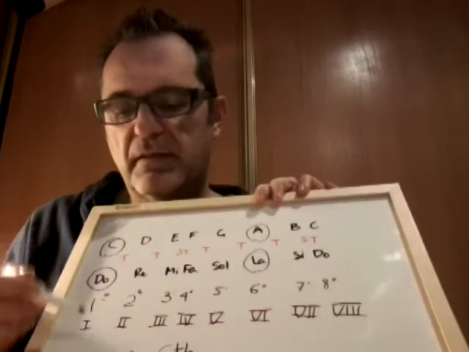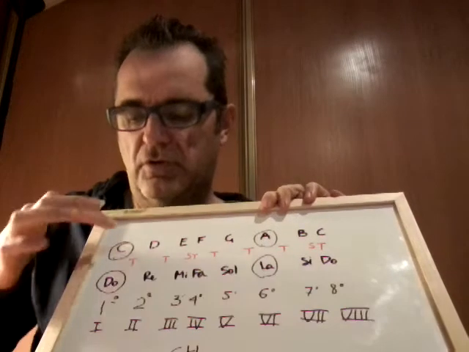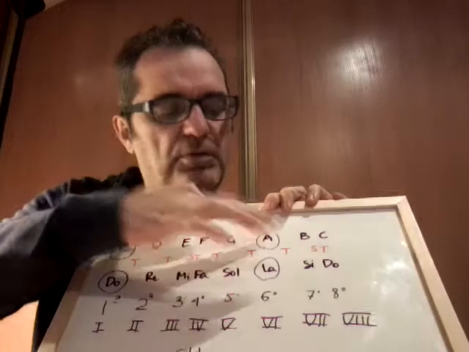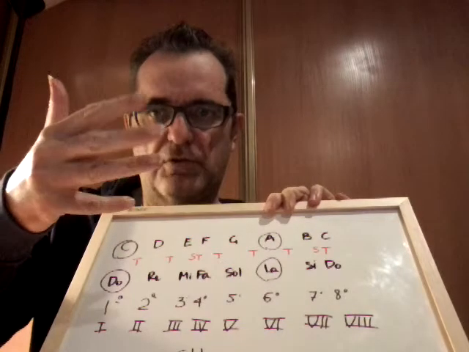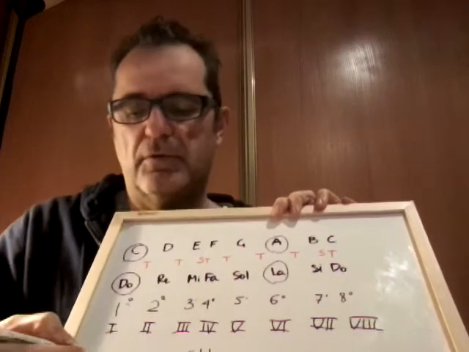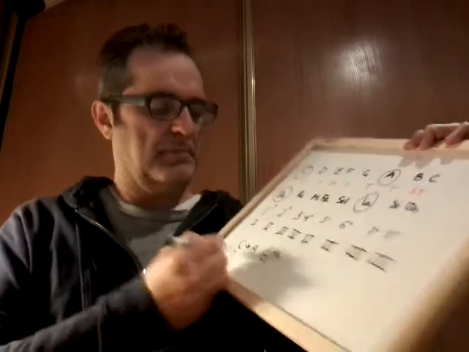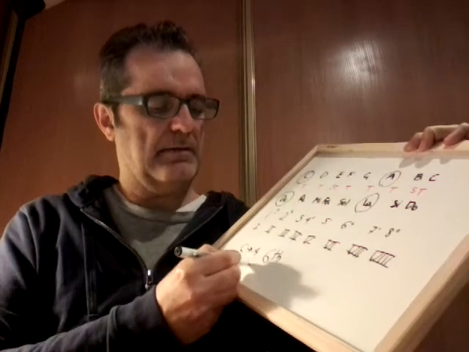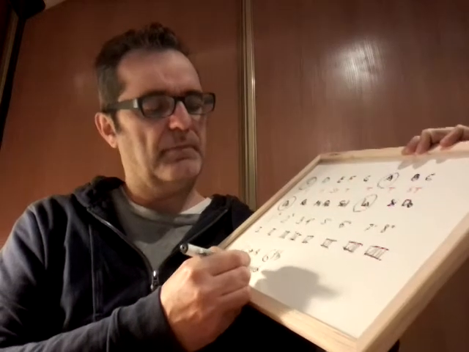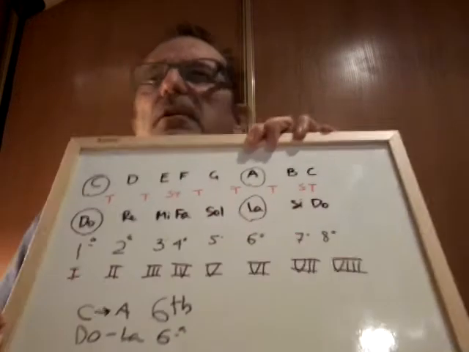Lo que he hecho simplemente es contar desde Do hasta La, y lo hago simplemente con los dedos. Do, re, mi, fa, sol, la. Y vale tanto el primero como el último, hay que contar todos. Do, re, mi, fa, sol, quinta, y la sexta. Y lo he puesto aquí, desde Do, ¿vale? Desde Do hasta La hay una sexta. La sexta. Desde Do hasta La hay una sexta.